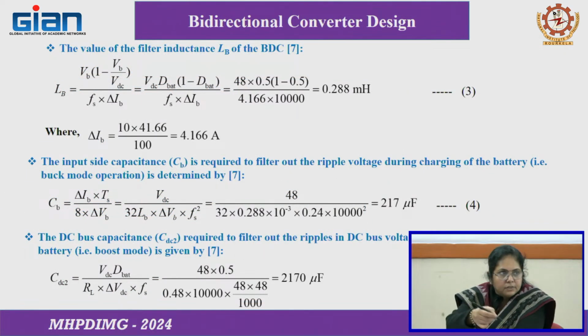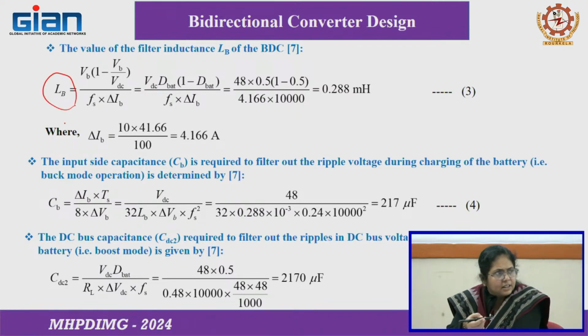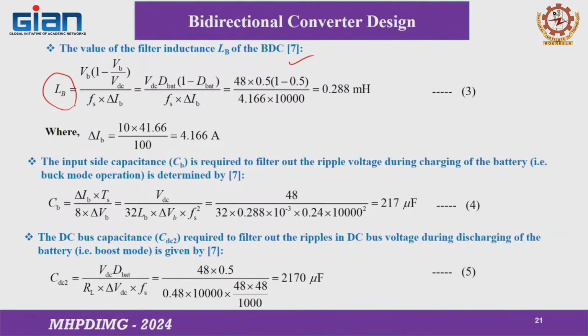This is already shown while discussing the operating modes. It is the standard one, and you can follow any reference to find the filter inductance using the volt-second balance technique. As all the values are known to us, with the switching frequency of 10 kilohertz, the filter inductance is found to be 0.288, nearly 0.3 millihenry. If you put in the values you can cross-check the calculation. And already using this ΔI as 10% of the maximum current rating.